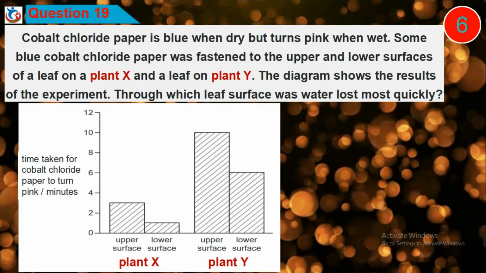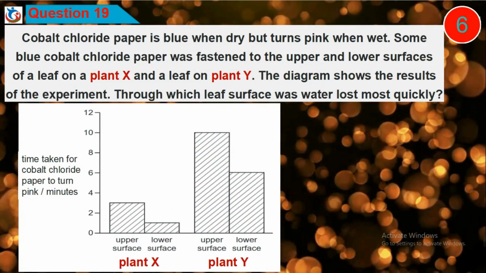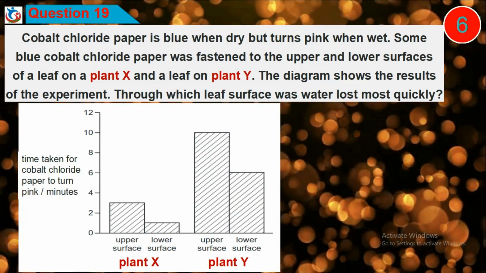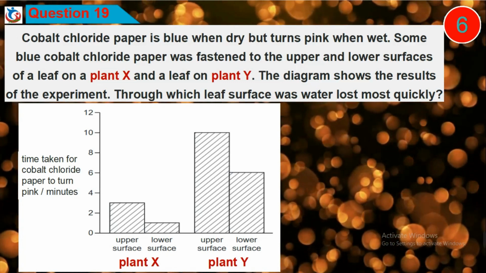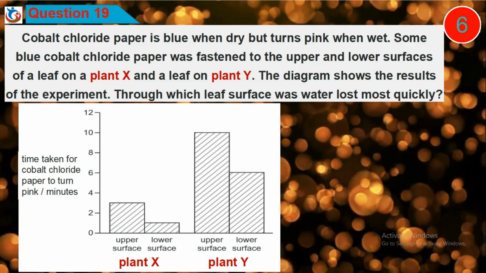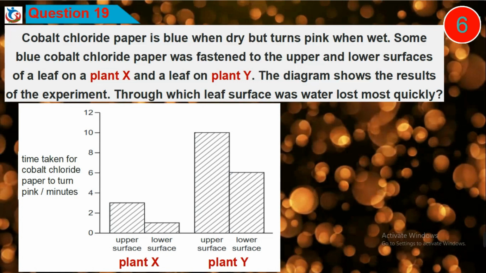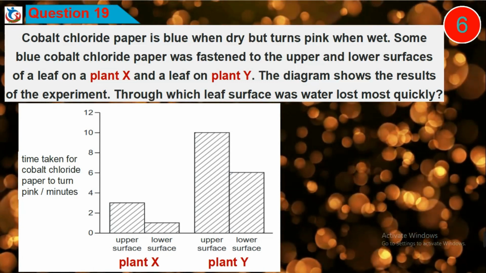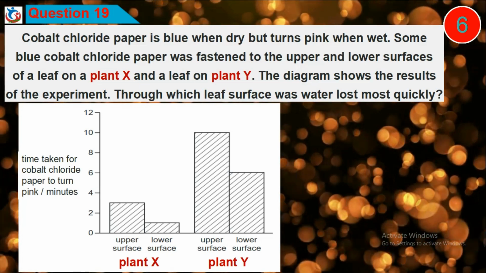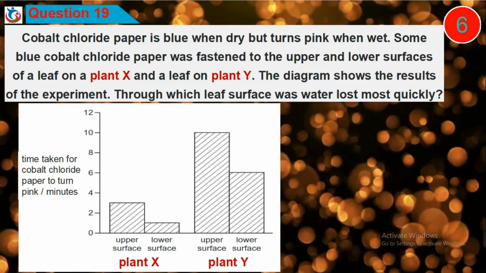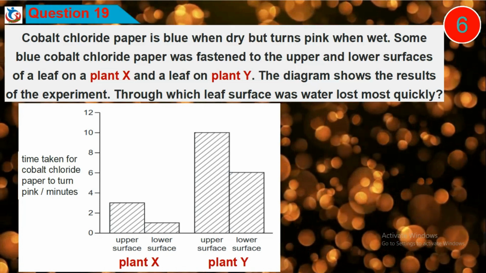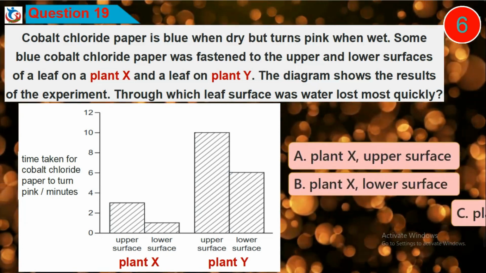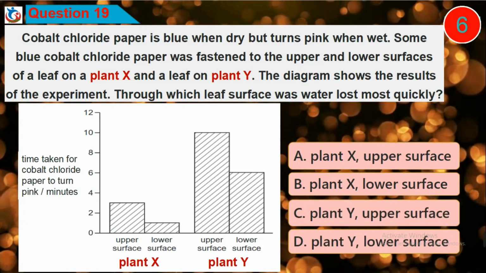Question 19. Cobalt chloride paper is blue when dry, but turns pink when wet. Some blue cobalt chloride paper was fastened to the upper and lower surfaces of a leaf on plant X and a leaf on plant Y. The diagram shows the results of the experiment. Through which leaf surface was water lost most quickly? Is it option A, B, C, or D?